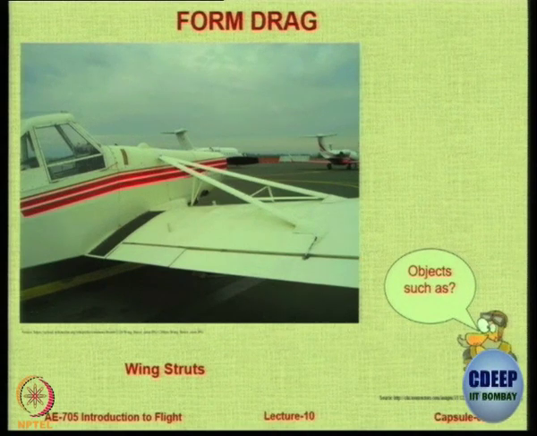Anybody? Here. Yes. Sir, my name is Vishnu. Yes. I think that these struts are provided to give support to the wing. Right. Because the wing seems to be very thin, so because of the bending moments, it cannot sustain the loads. Okay. Now let's look at this argument further.